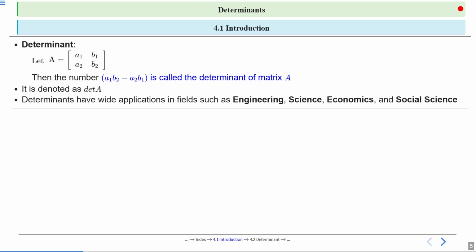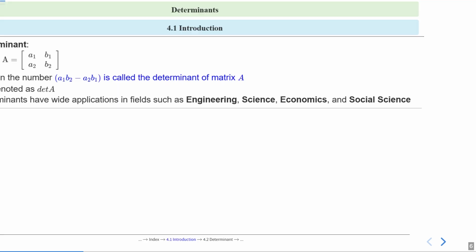Okay. We also use the determinant to find the area of a triangle. If there are 3 vertices, you can use a determinant to find the area of the triangle. So the determinant has wide application in today's life. Okay.